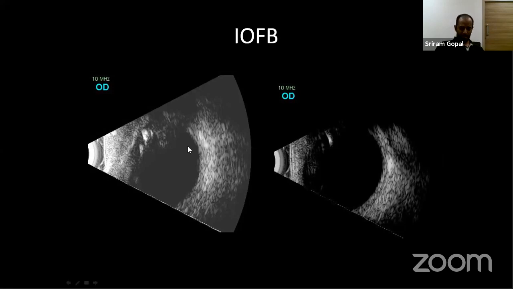So for an intraocular foreign body, yes, you can use ultrasound to find it, but I would always prefer a CT scan to know exactly where the foreign body is and to rule out any other smaller foreign bodies anywhere else in the eye.